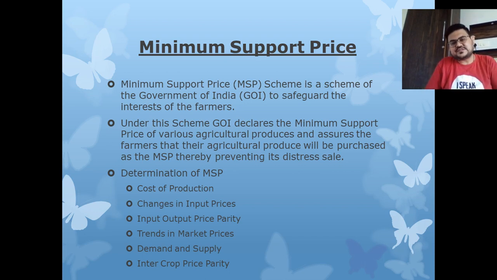How do they come to this MSP? They look at the cost that is being spent on the production of the goods. What are the changes in the input prices? What is the input output price parity, the difference between input and output price? What are the trends in market prices, demand, supply, and intercrop price parity? So all these factors are seen before coming to a conclusion on MSP.